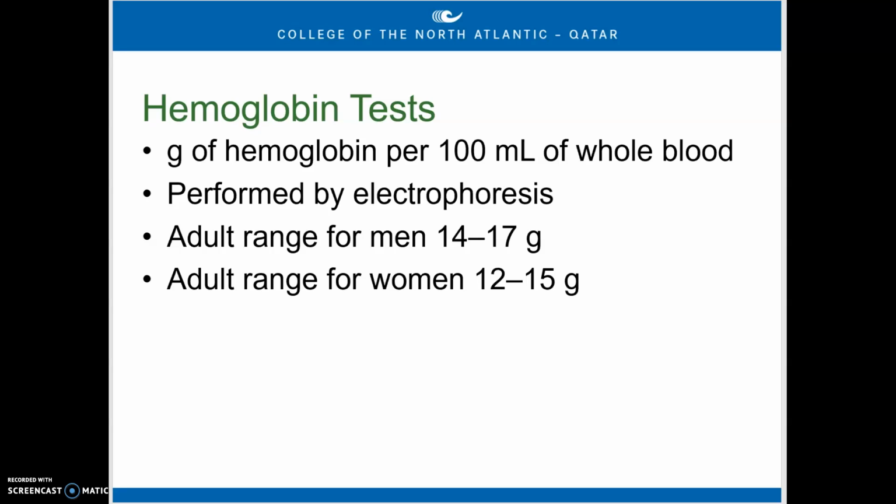Hemoglobin tests. Now when we're measuring hemoglobin, we're looking at that protein that's in the red blood cells that carries the oxygen, and we're looking at it as measured in grams of hemoglobin per 100 milliliters of whole blood. We perform that test by using a process called electrophoresis, and electrophoresis is when we pass a current through a sample, and if you've ever seen a DNA sample on a crime show, for example, where they get the bands of the DNA separating, that's the product of electrophoresis, and we do the same thing to find hemoglobin.